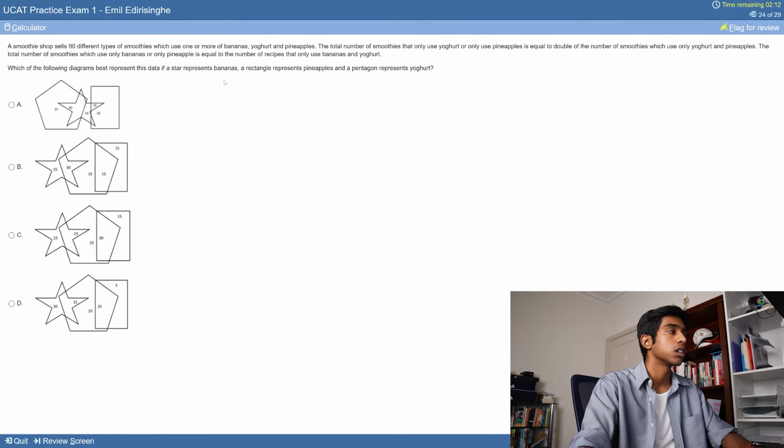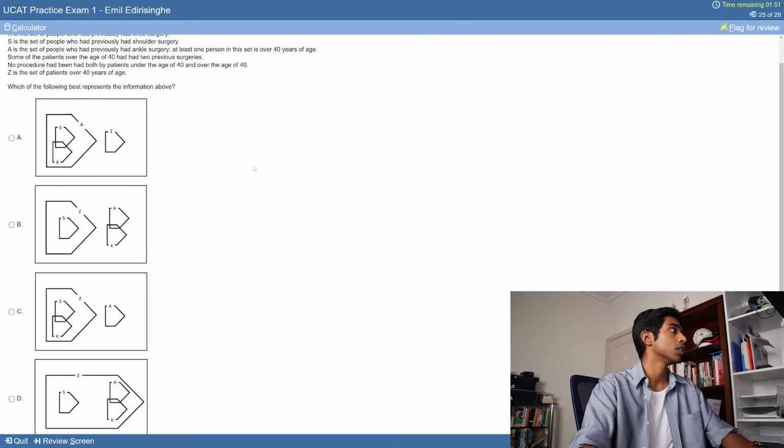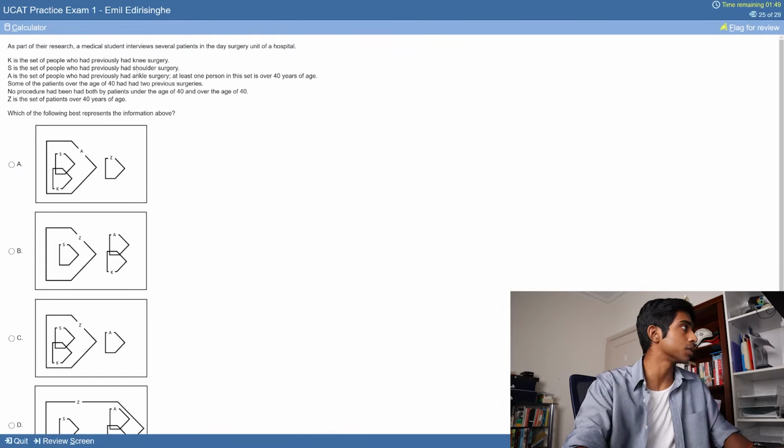So yogurt or only use pineapples. Double the number of use. Yeah, so it's got to be 15, 15, 30. Double that. Only bananas or only pineapple. Only bananas, only pineapple. Bananas and yogurt, so B. This is my last question, but we'll see.